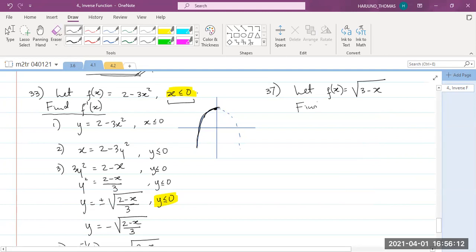Now let's work it out. Okay, the devil is in the detail. Step 1, y equals the square root of 3 minus x. Step 2, you swap: x becomes y, y becomes x. Step 3, you solve for y.